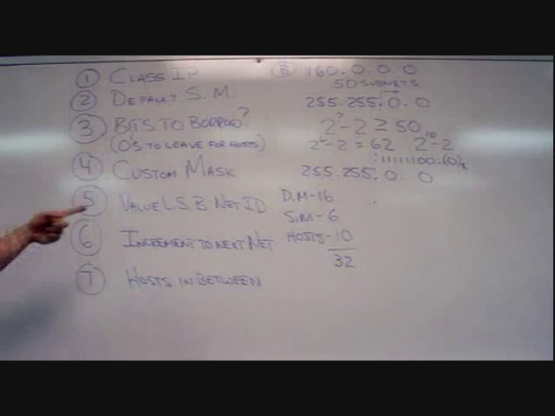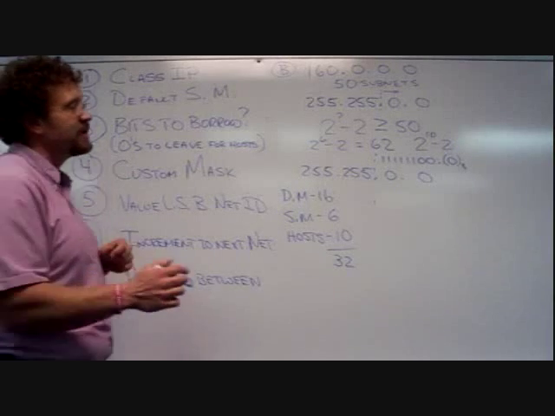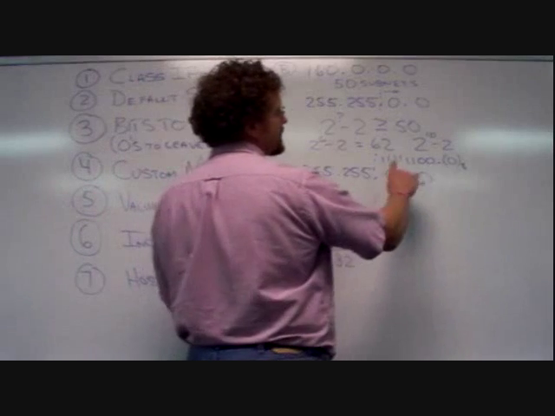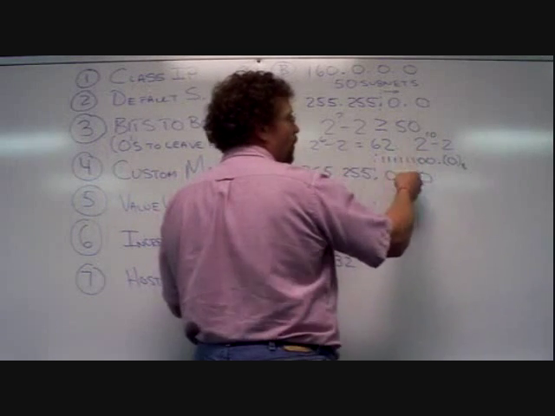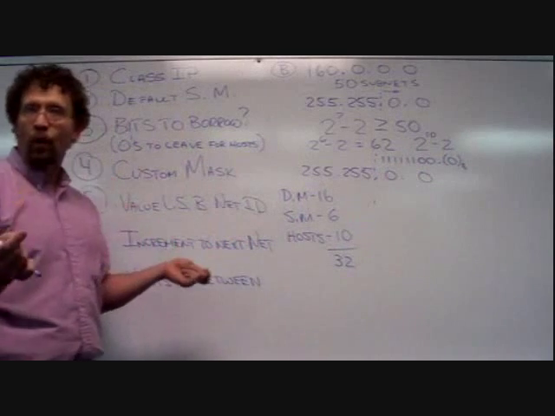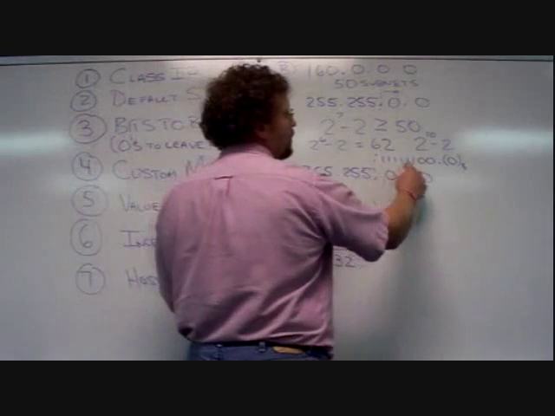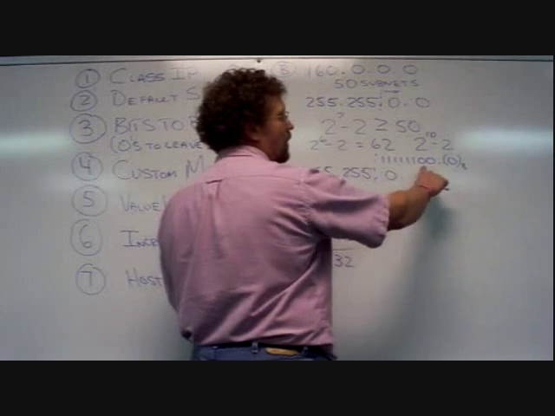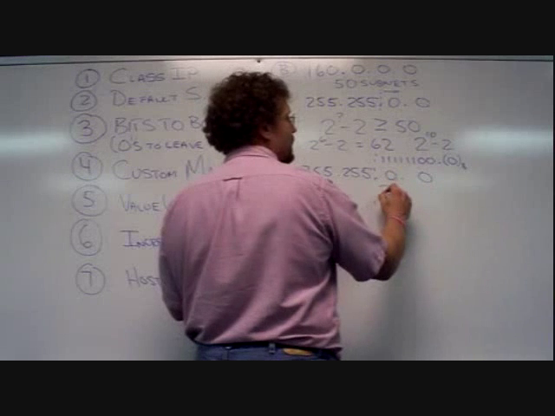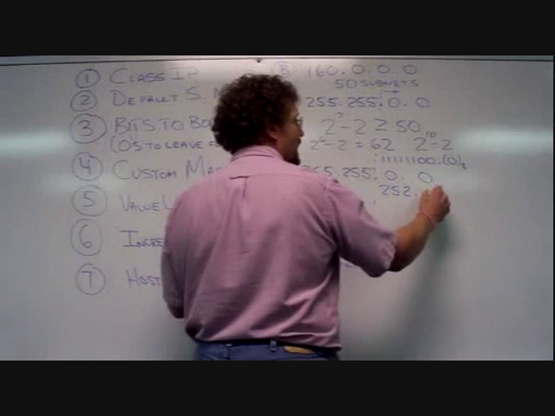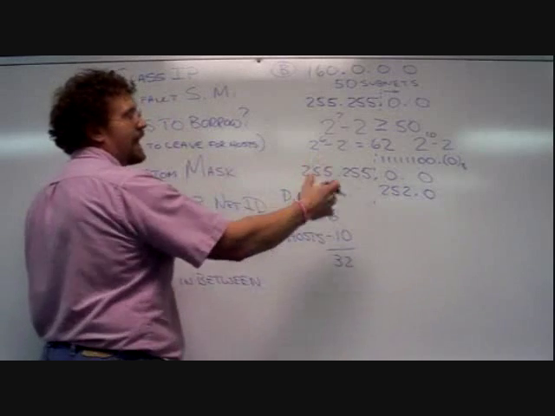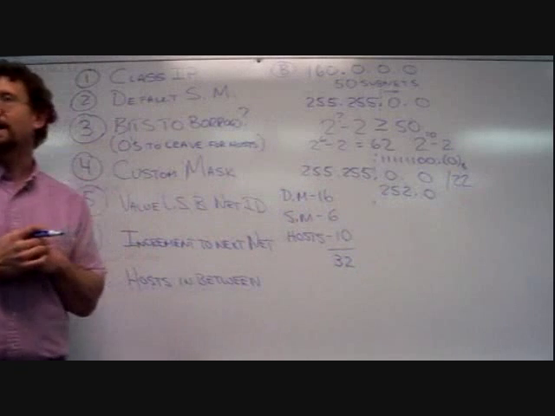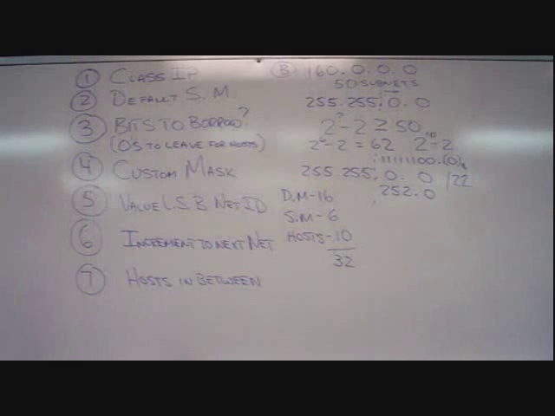Now my value of the custom mask is simply the value of these bits totaled up. Some shortcuts: 4 ones, 4 zeros is 240. Some folks take the entire string, 255 if it's all ones, subtract 1, subtract 2, for a value of 252.0. This would make it a /22 for those who like to use that shortcut.